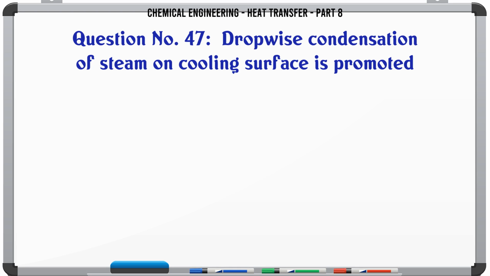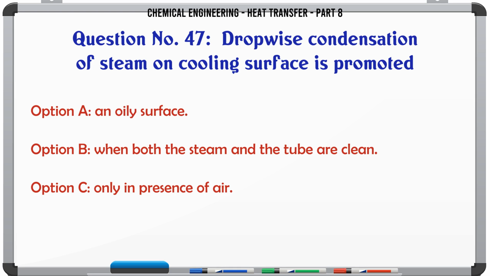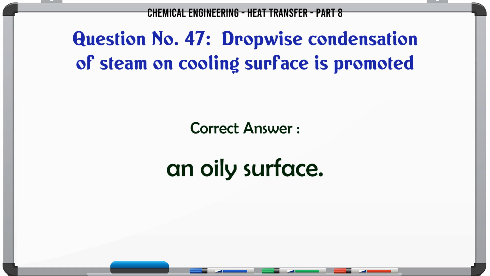Dropwise condensation of steam on cooling surface is promoted: A. on an oily surface, B. when both the steam and the tube are clean, C. only in presence of air, D. None of these. The correct answer is an oily surface.